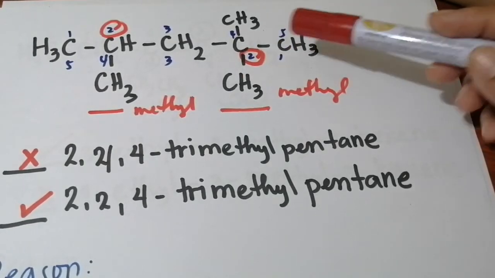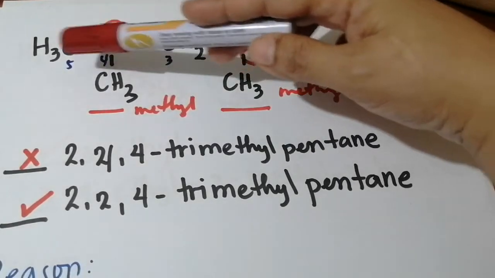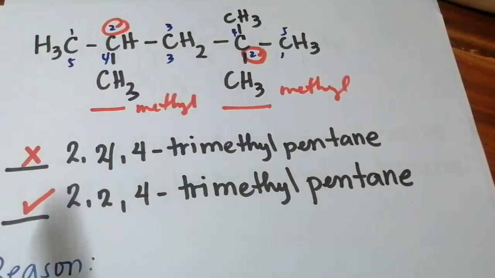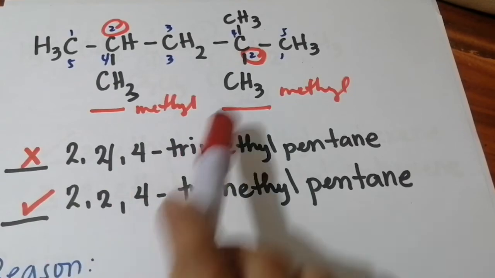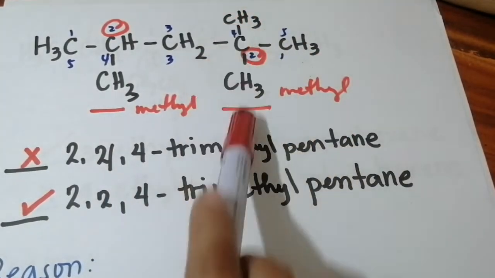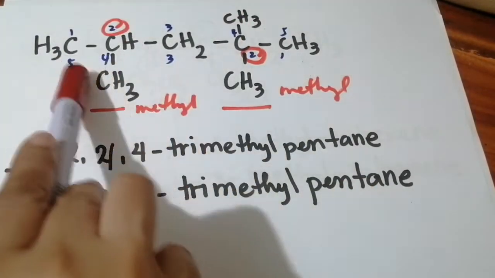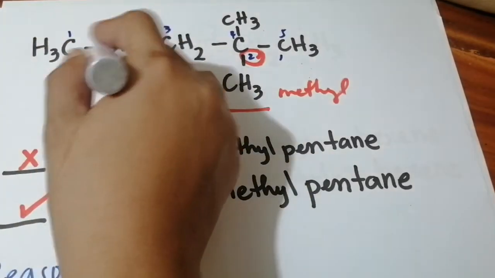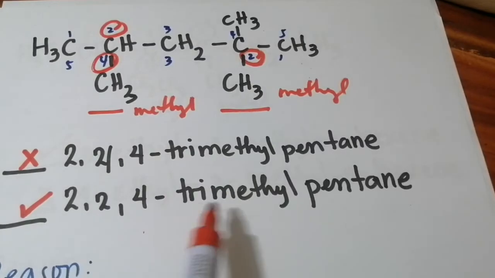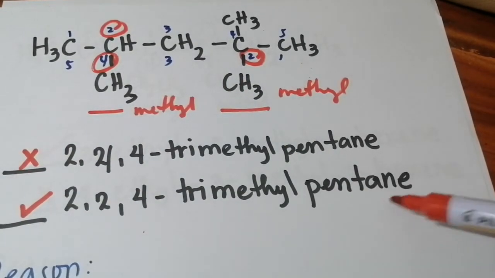That's why we will be counting from 1, 2, 3, 4, 5. That's what we will be using. That's the reason why when we count this, we get 1, 2. So there are 2 methyls here, so we have 2, 2, and then another methyl on the fourth carbon. That's why we get 2,2,4-trimethyl. It's trimethyl because there are 3 methyls, pentane.